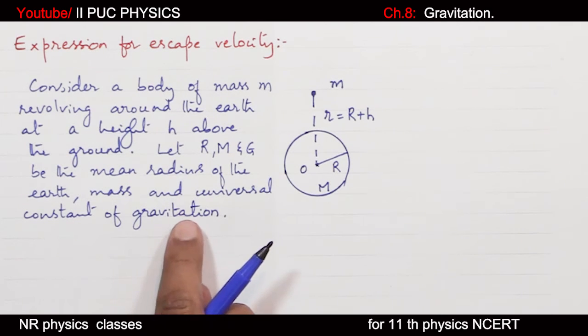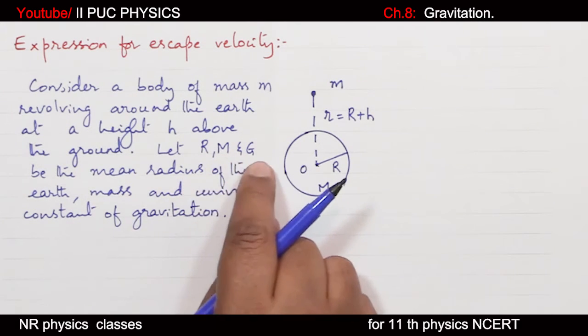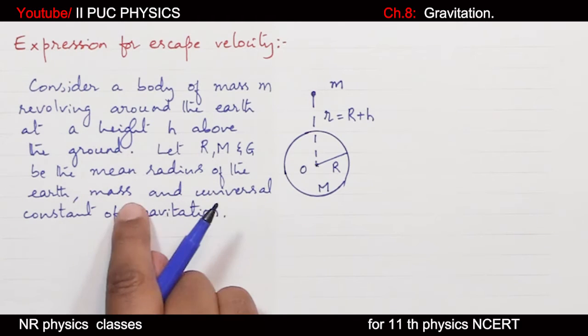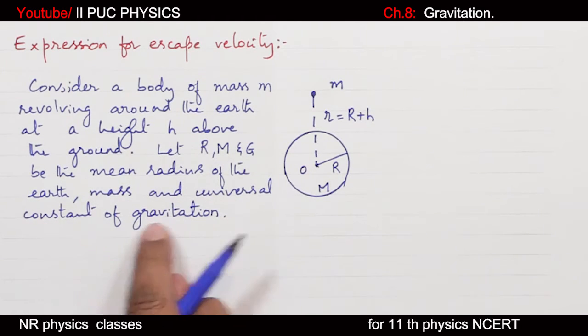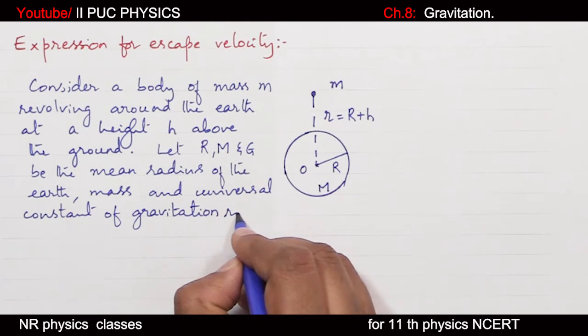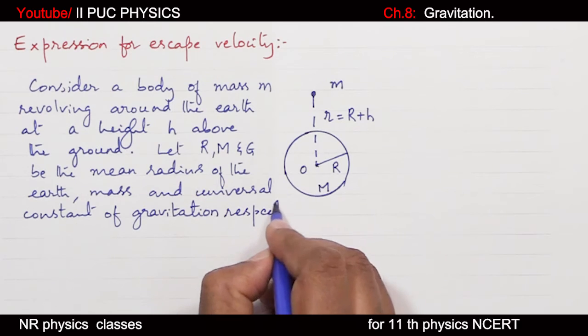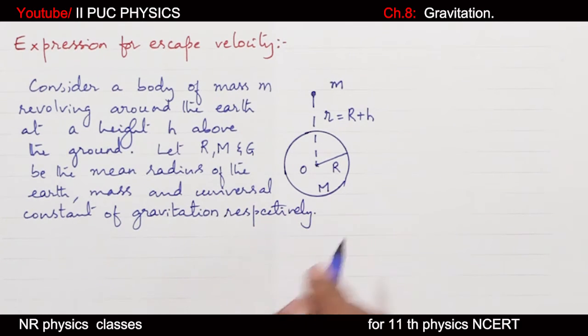As usual, r, m and g be the mean radius of the earth, mass of the earth, and universal constant of gravitation respectively.